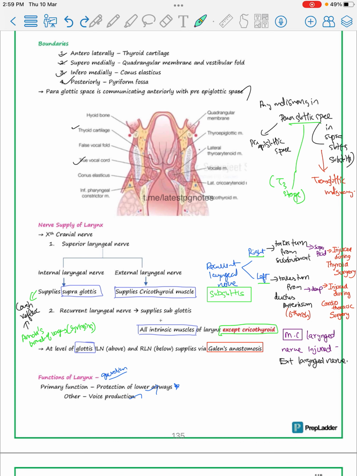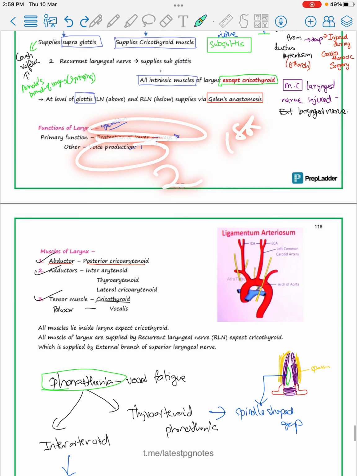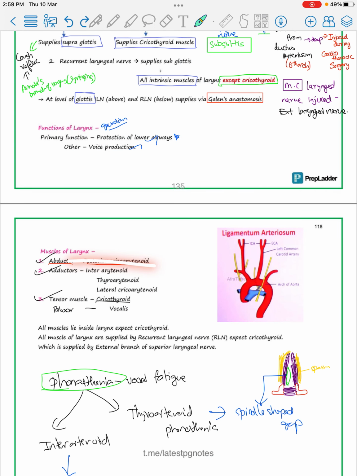They supply the glottis. Then when we speak about the functions of the larynx, the main function is protection of the airway, the first and most important. Next is sound production. We have already seen the abductor, adductor and tensor.